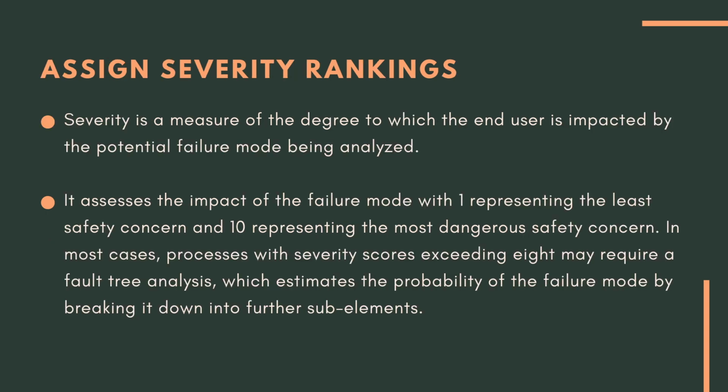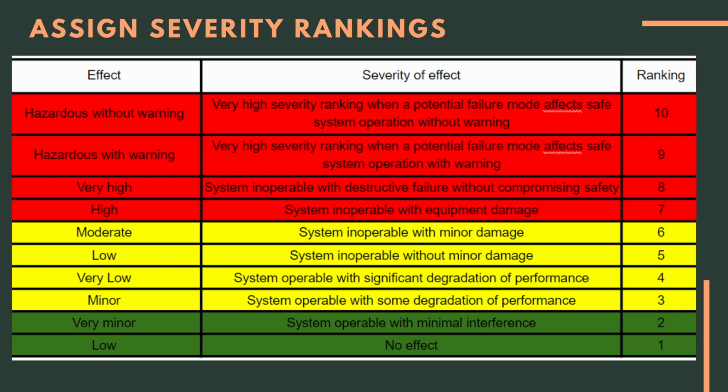The next step is to assign a severity ranking. Severity is a measure of the degree to which the end user is impacted by the potential failure mode being analyzed. It assesses the impact of the failure mode, with 1 representing the least safety concern and 10 representing the most dangerous safety concern. In most cases, processes with severity scores exceeding 8 may require a fault tree analysis, which estimates the probability of the failure mode by breaking it down into further sub-elements.